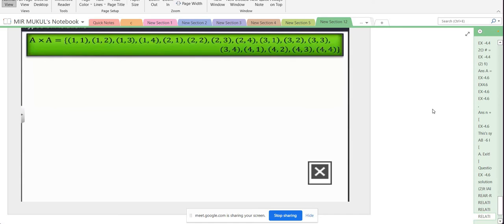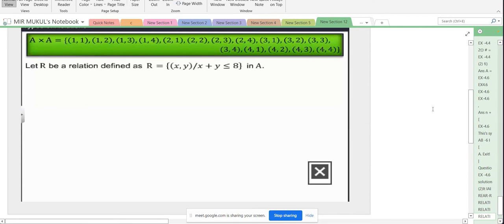Proceeding further, let us define a relation R in A as the set of ordered pairs (x, y), such that x plus y is less than or equal to 8. Choose any arbitrary ordered pair from A cross A. Observe that the sum of its elements is less than or equal to 8.